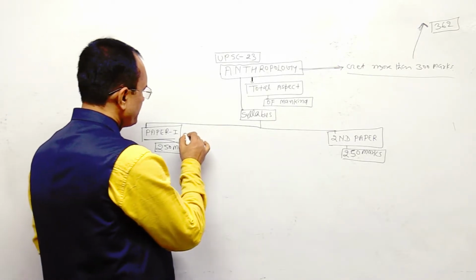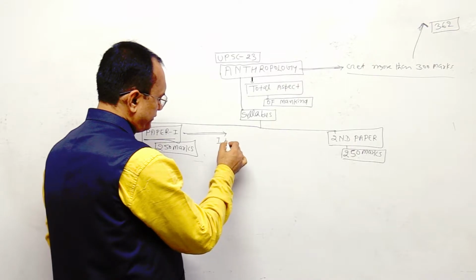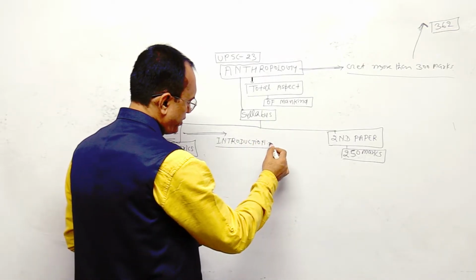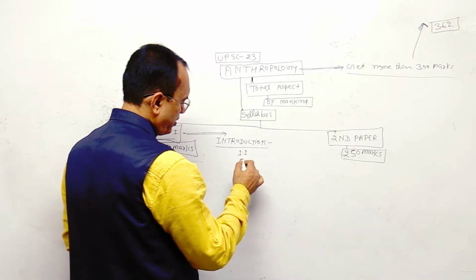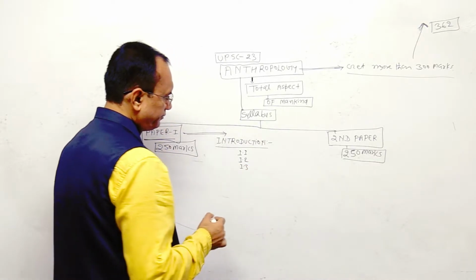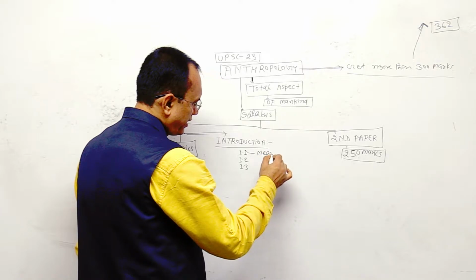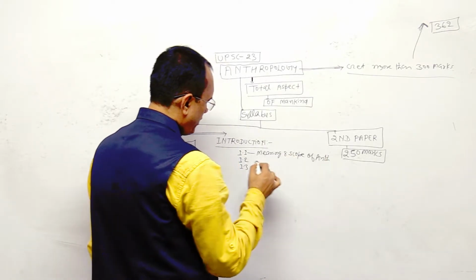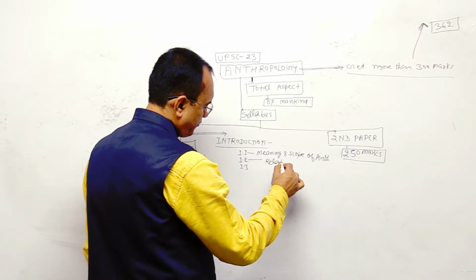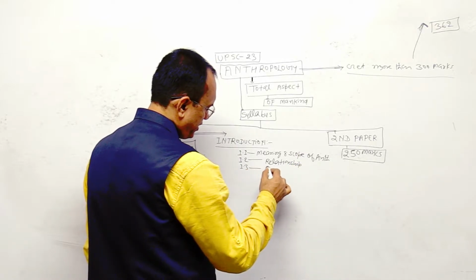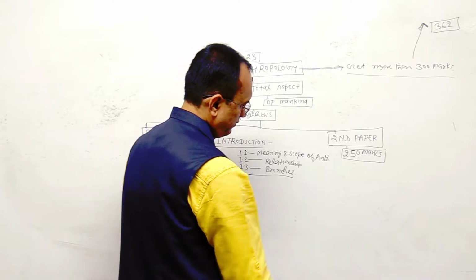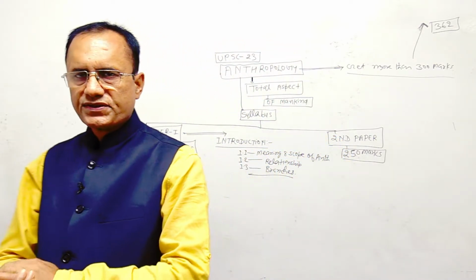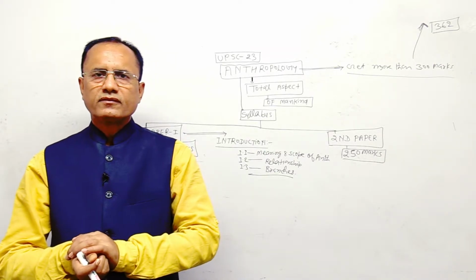And if you look at your syllabus related to the first paper, some topics are related to the general introduction of anthropology, topic numbers 1.1, 1.2, 1.3. In 1.1 we will study the meaning and scope of anthropology, in 1.2 we study relationships, and in 1.3 we study branches. These are the three important topics mentioned in our syllabus. Because it is an introduction class, I will focus on that.